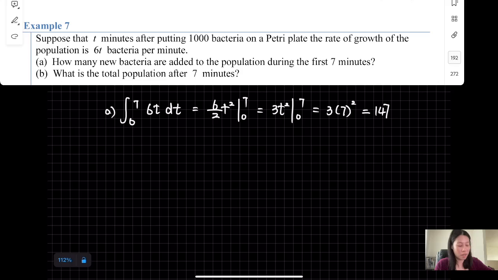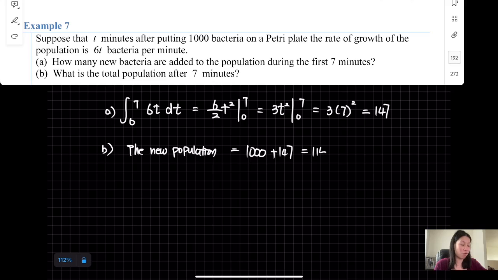So part B is asking you, what's the total population after 7 minutes? Well, the new population should equal the original population, which is 1,000, plus the new bacteria, which is 147. So that means after 7 minutes, the total population is going to be 1,147.